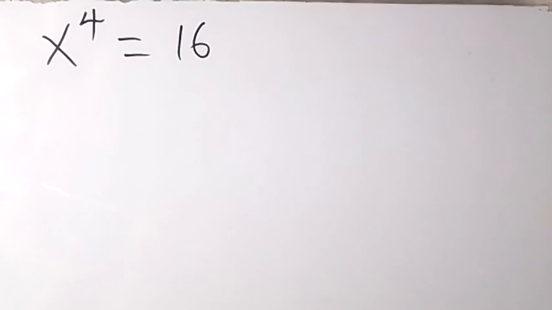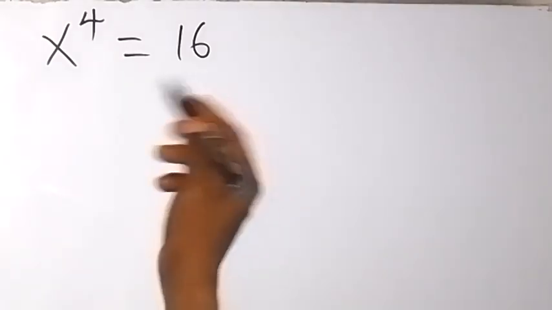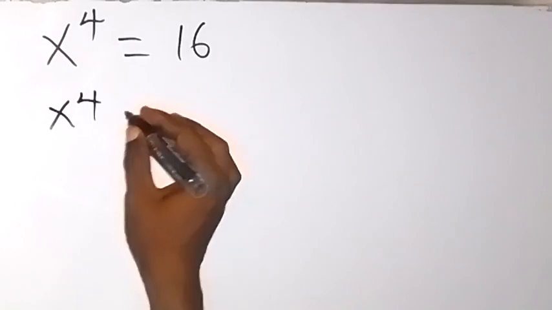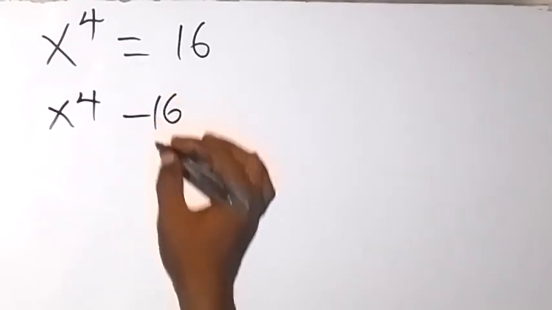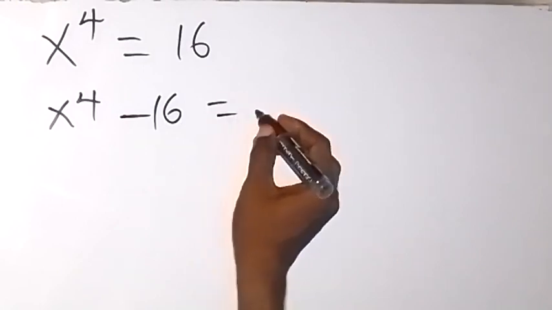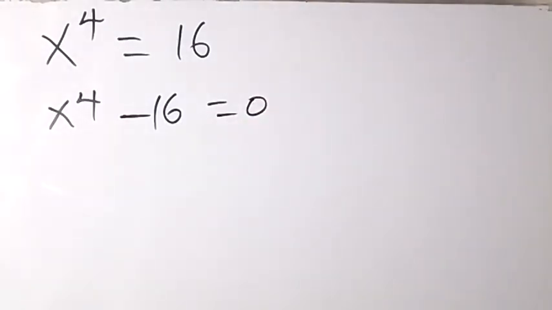Now here, you want to solve this problem. We are finding the values of x. So let's take 16 to this side. We have x raised to power 4 will be minus 16. So when we take plus 16, it becomes minus, then equals to 0.